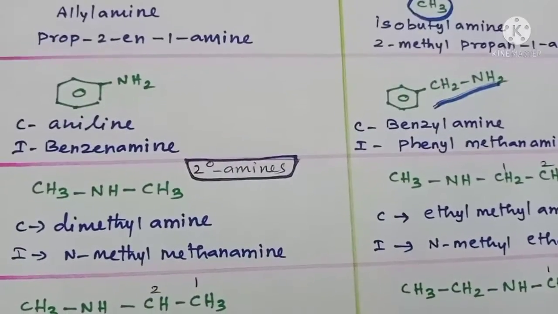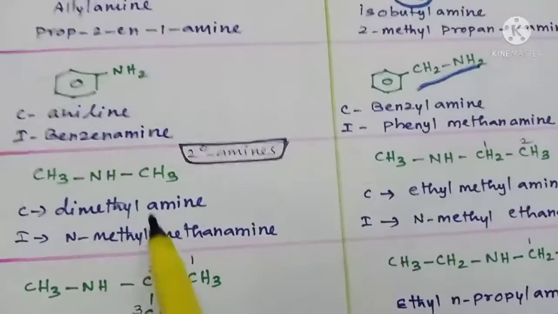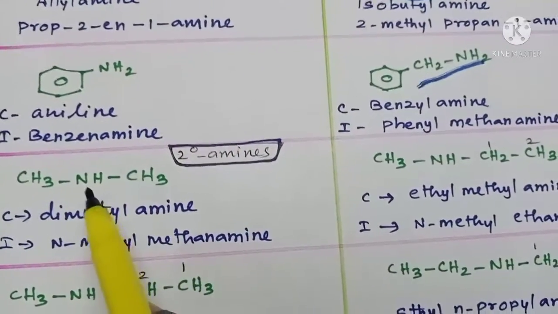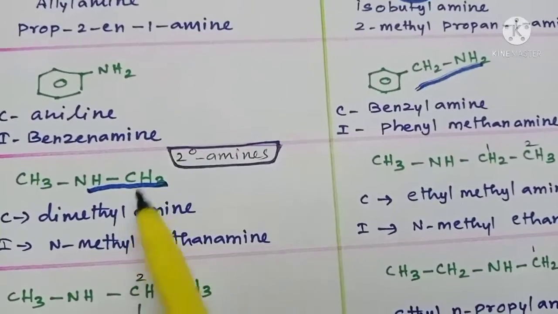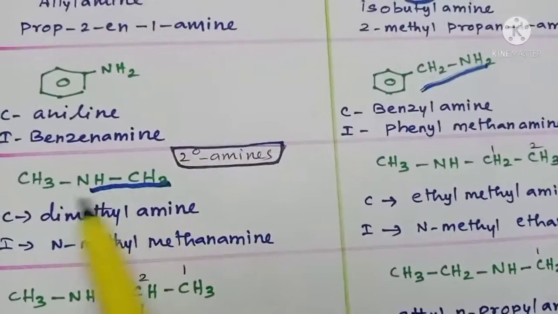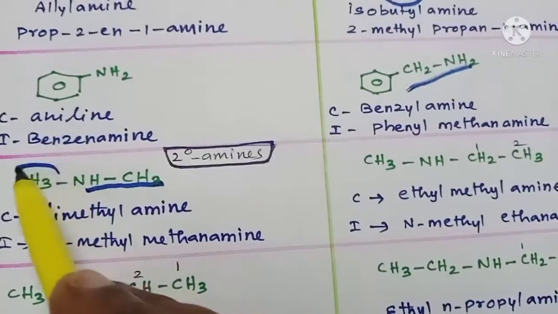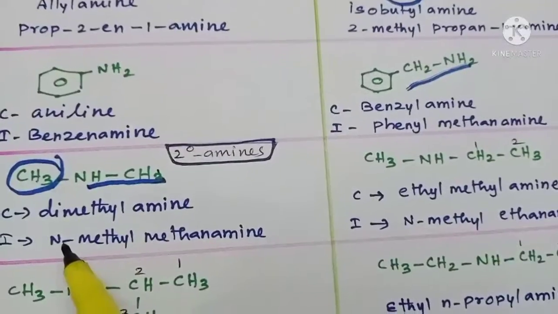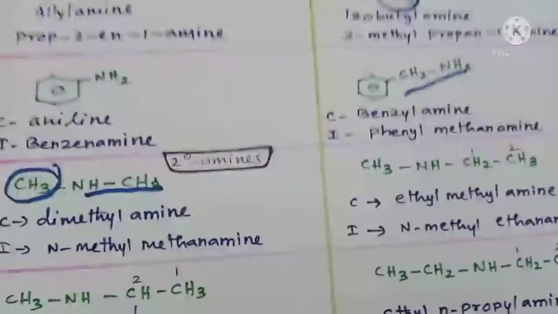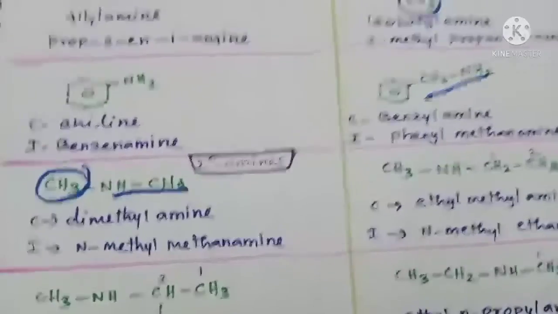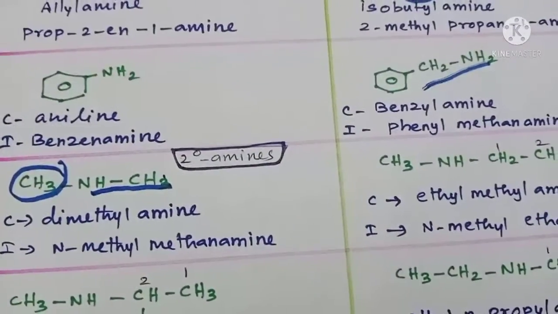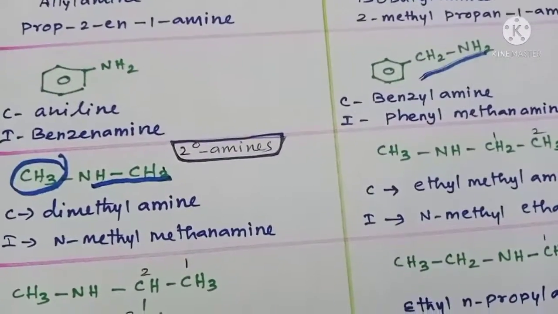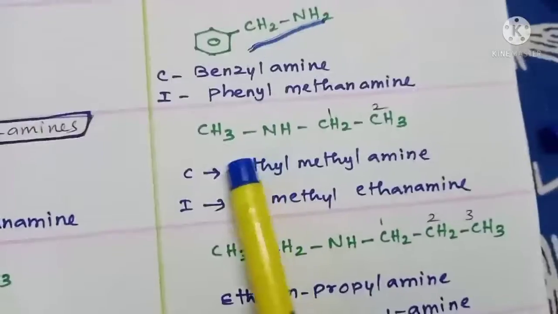Okay, right. While giving the IUPAC name, you have to choose the longest carbon chain as the parent compound, isn't it? Both sides have one carbon, so you can choose either one as the parent compound. So CH3 with NH is nothing but methanamine. But now the other CH3 group is considered a substituent: methyl methanamine. The methyl group is attached to nitrogen, so it is N-methylmethanamine. So the IUPAC name of dimethylamine is N-methylmethanamine. N-methyl means a nitrogen-bonded methyl group. Okay, right.